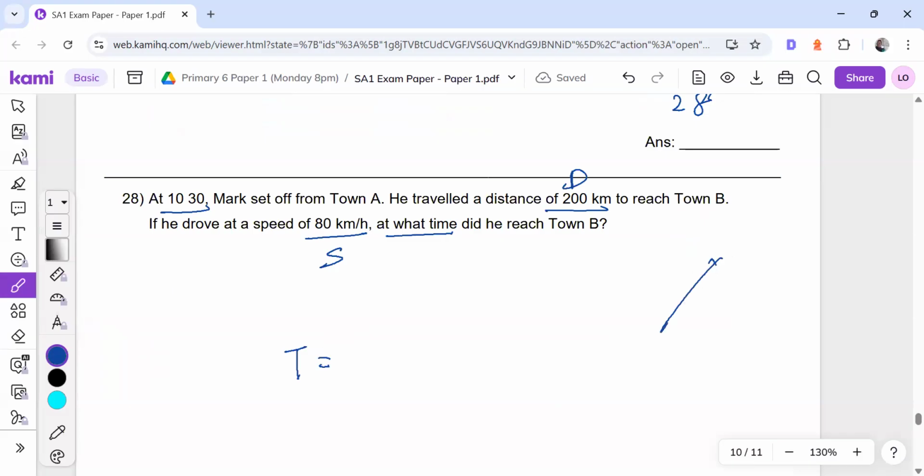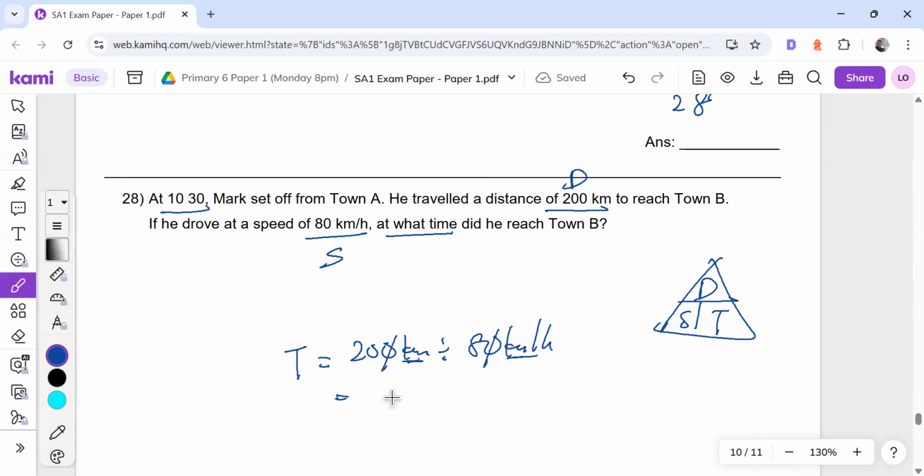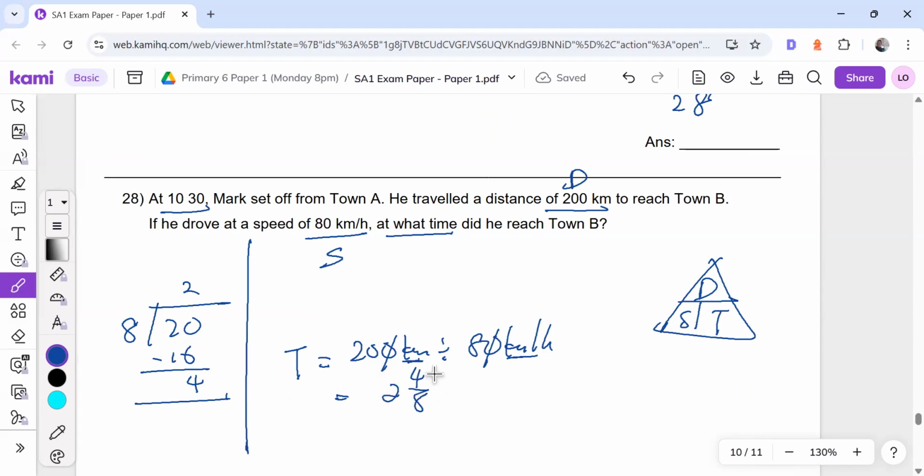So look at the triangle. Distance, speed, time. To get the time, you must take distance and divide by speed. Check the unit. Remember, I told you before you divide, you need to check to see that they are the same. Then you cancel, and then 20 divided by 8. You have to do dividing. 2 times 8 is 16, remainder 4. Don't continue to divide because you want to get your fraction.